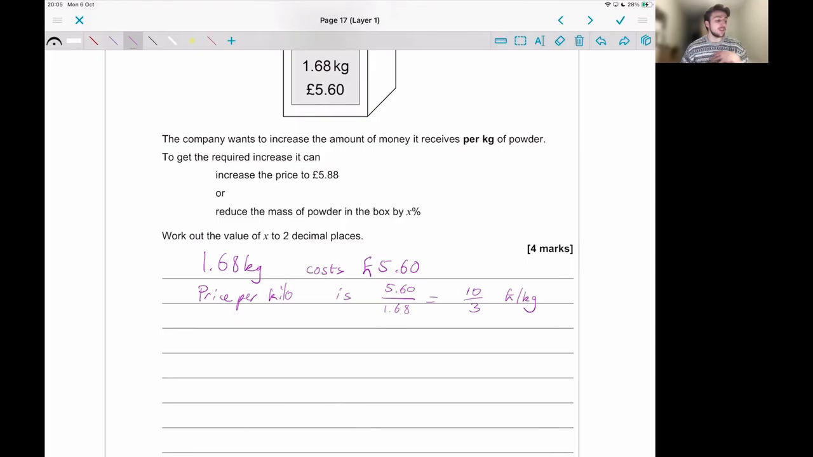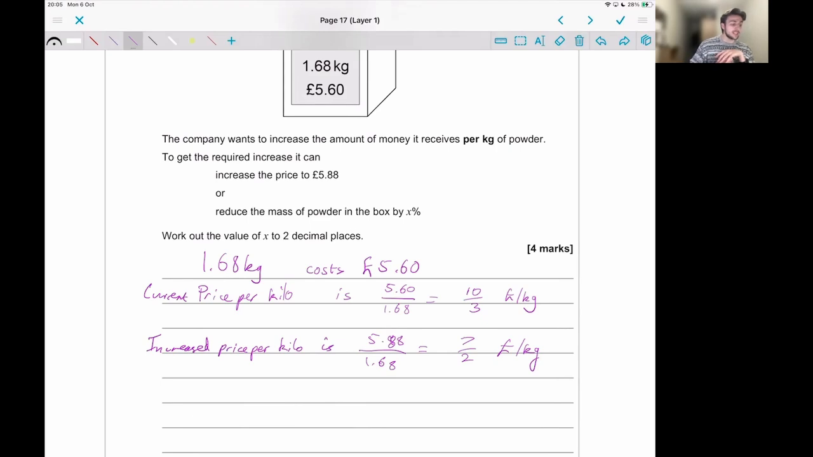Then the increased price per kilo, our increased price per kilo, is 5.88. So that's what they want to go to, 5.88 divided by 1.68, which is 7 over 2 pounds per kilo. I'll just assume that one's correct. If your calculator tells you something different, it might be that I wrote down the wrong thing.